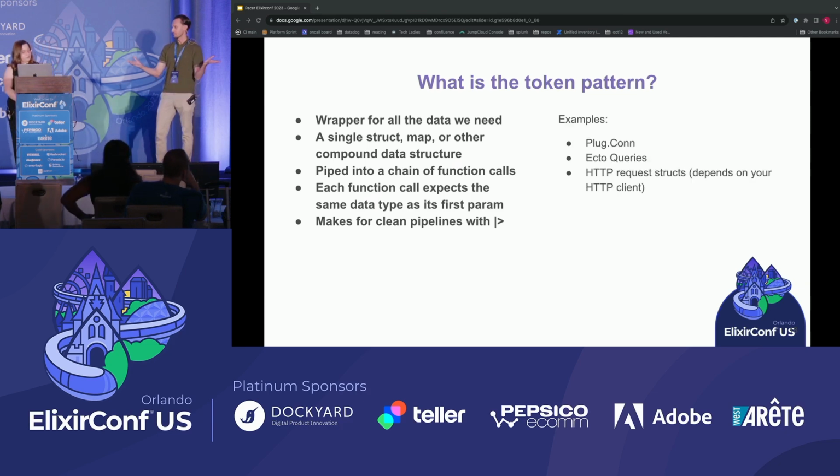So I think you're all kind of familiar with this, right? Plug.Conn is kind of an example of this. You can think of Ecto queries the same way when you're piping queries through all the different things like where, order by, all that stuff. Depending on your HTTP library, maybe you see this with the HTTP requests and things like that.